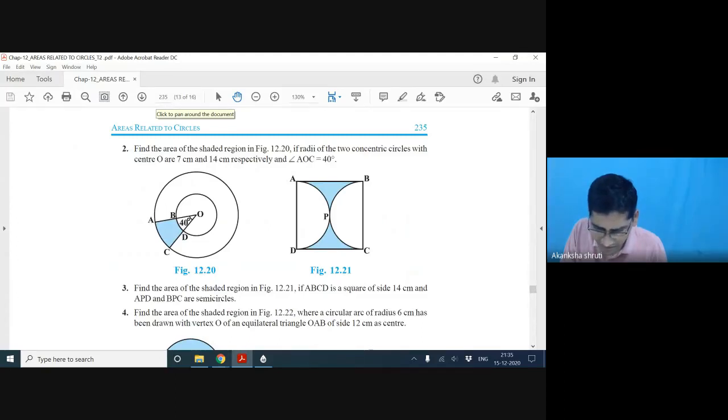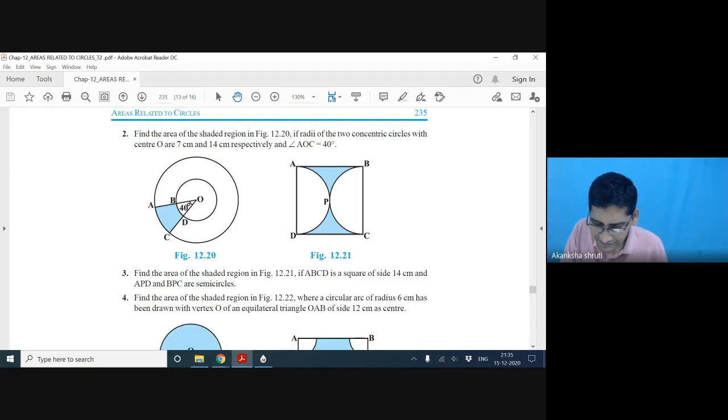So these are the two figures in which we have to calculate the shaded area. See, 12.21 is very easy. Total area of a square minus area of two semicircles, it becomes the area of a circle, means the single circle. It's so simple. 12.21 is very easy, as we have done, you can do it.